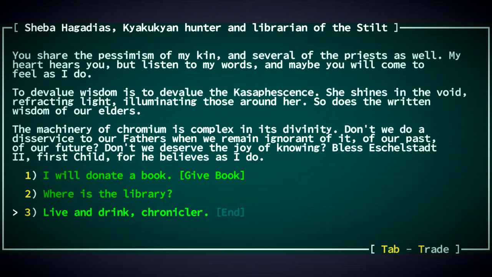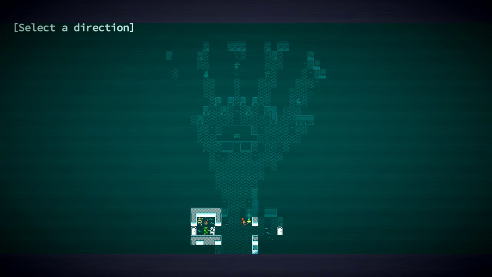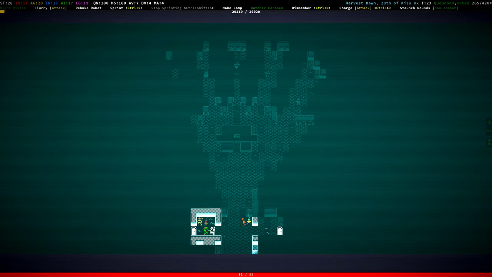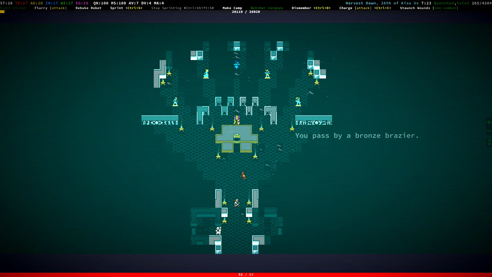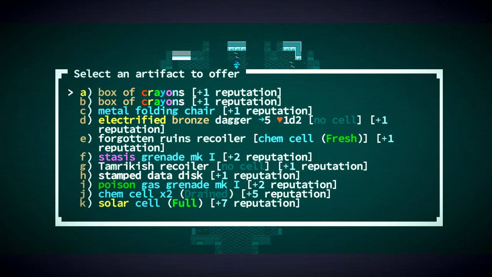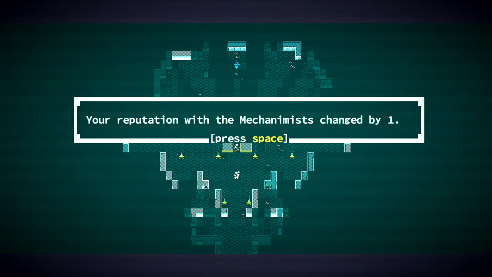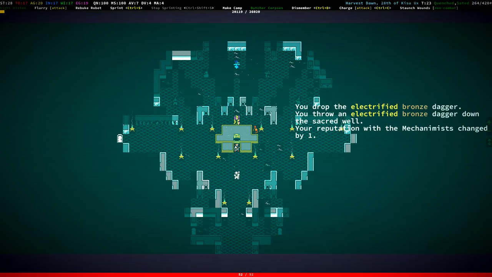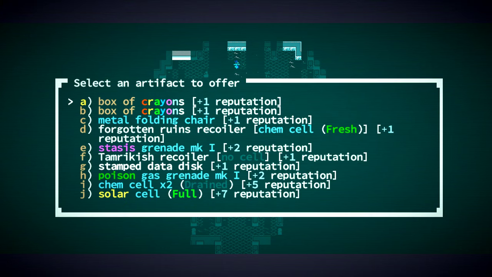Okay. Thank you. We don't have any books to give, I don't think. Right? Yeah, no books. Here, we can give artifacts. And each artifact gives us reputation with the Mechanimists. That's why I saved this electrified bronze dagger. I'm going to throw it in there. And our reputation with the Mechanimists changed by one.